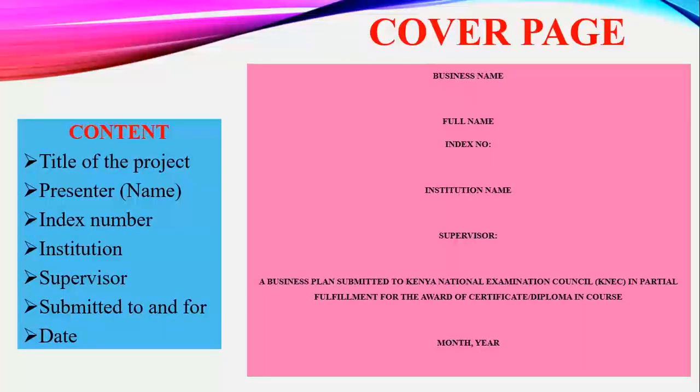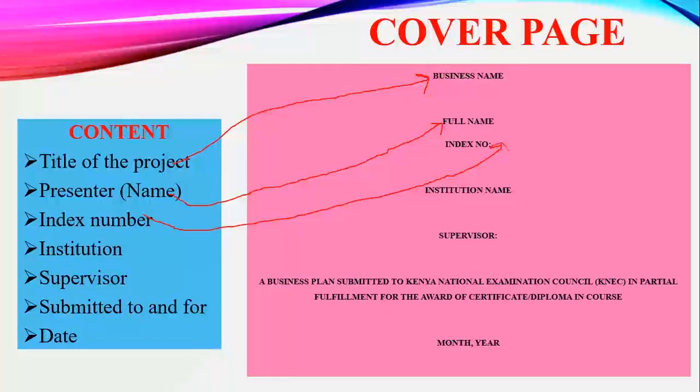The title of the project. In this case, we are writing a business plan, and therefore the title for our business plan is the business name. What name are you giving to your business? And remember, you said the name must be unique, a very unique business name. The second item is the presenter name. You must put in your full name, starting with your first name, middle name, and then your surname. Then your index number will follow at that point.